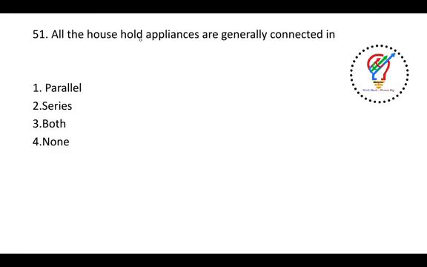Okay, next one. All the household appliances are generally connected in. Whatever the household appliances, such as a TV, washing machine or fridge, all are connected in parallel.